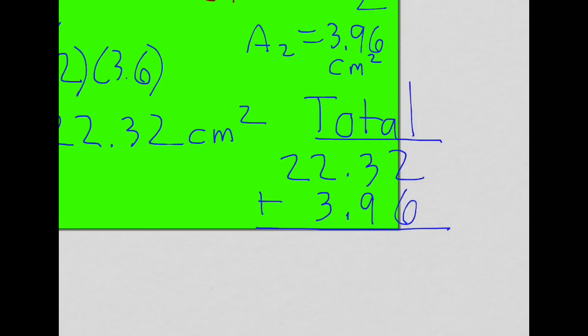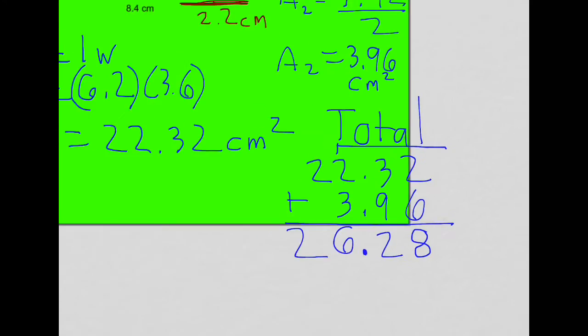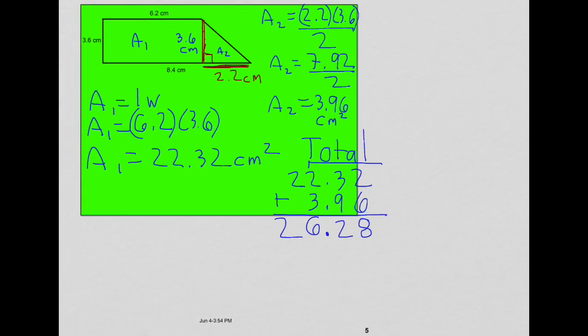Add those up. 2 and 6 makes 8. 3 and 9 make 12. Carry the 1. Don't forget about the decimal. 3 and 2 and 1 makes 6. And 2. And don't forget about centimeters squared.